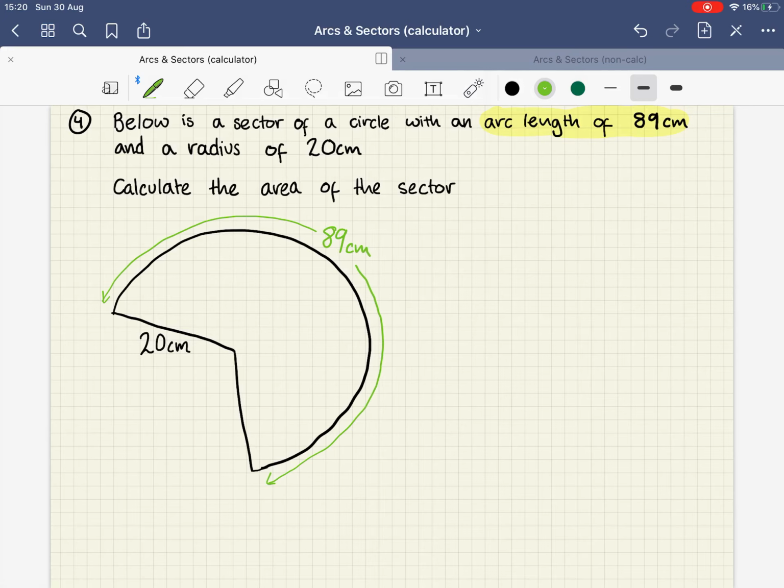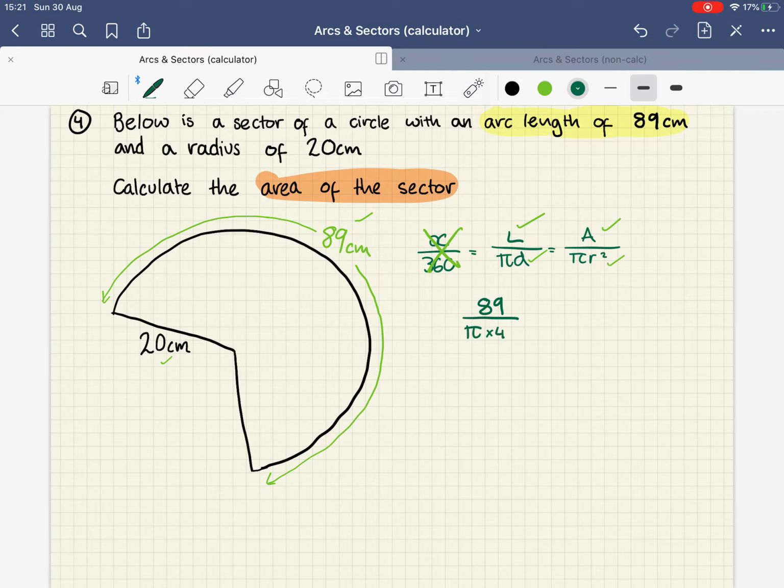So writing out my formula, I've got x over 360 equals the length over pi d equals the area over pi r squared. So I've got this length here, and I've got the radius. That means I can calculate the diameter as well as the radius. And the thing it's asking me to work out is the area. So I'm not using that first fraction this time. So my length is 89, and then my diameter is going to be 40. Don't know my area. My radius is 20.